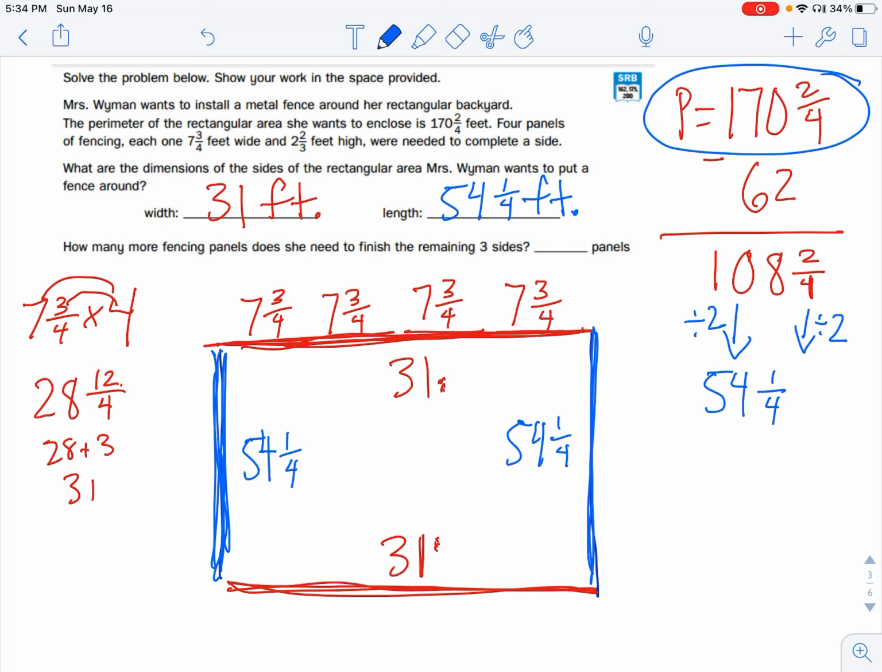Now, as an added bonus, if you would like, you can solve this. How many more fencing panels does she need? And you could post that on your Seesaw assignment as well to get some extra credit. But we're going to leave it at that for today. I mean, wow, look at all your beautiful problem solving. I hope you feel so proud of your hard work and ready to tackle anything.